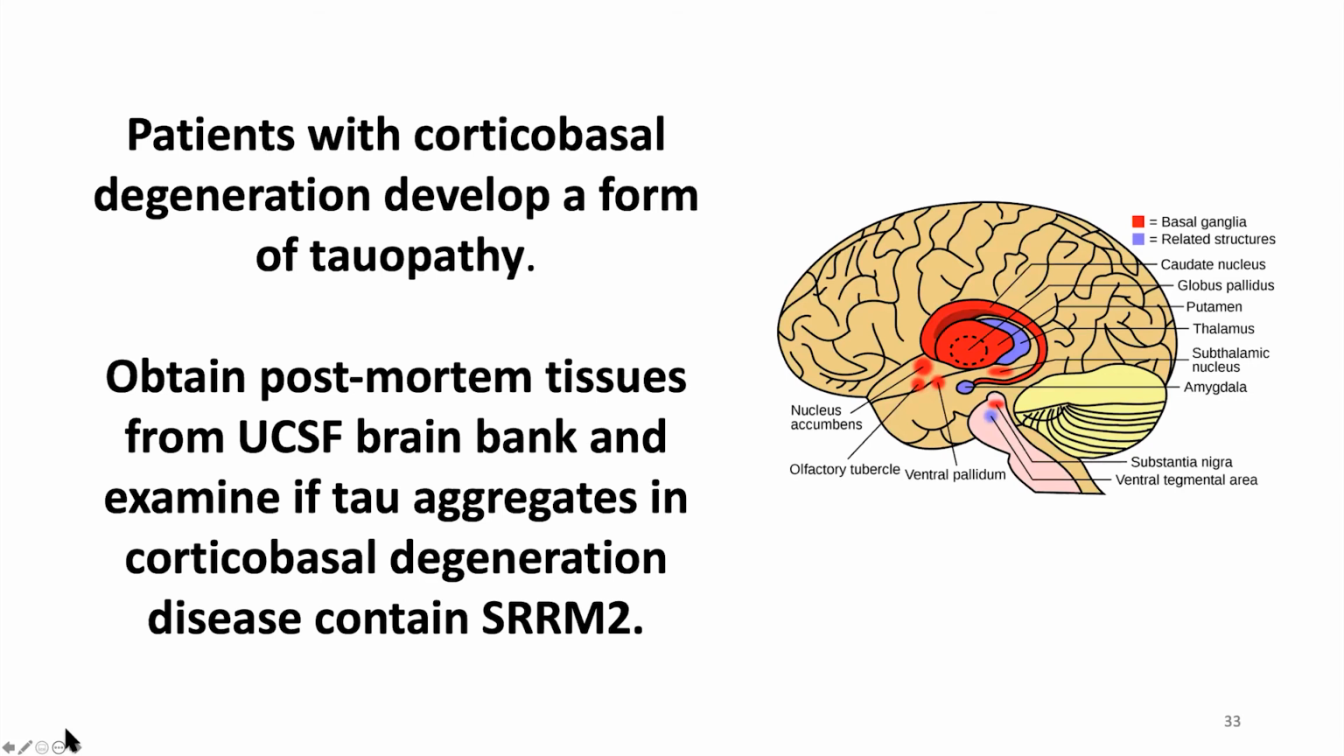we went back and we communicated with Stan's lab, and Stan has access to a really terrific brain bank from individuals who got a number of different diseases and then passed away. One group of patients that form tau aggregates are people who have cortico-basal degeneration, where the basal ganglia region of the brain actually develops these tau aggregates. So what we did is we obtained tissues from this brain bank and looked to see if the tau aggregates in those tissues contain this protein SRM2.